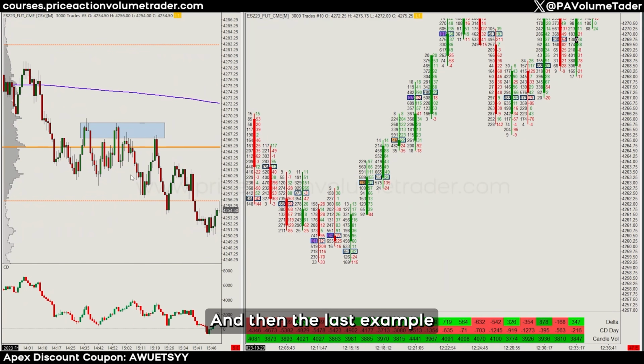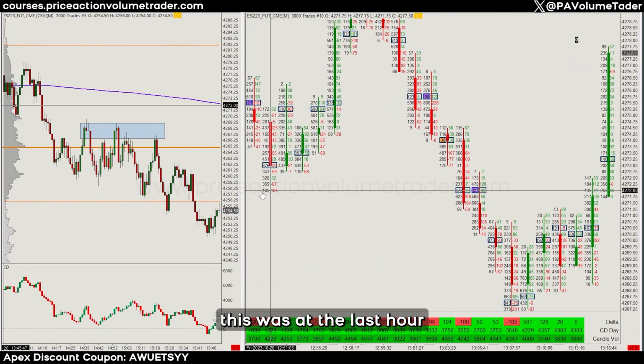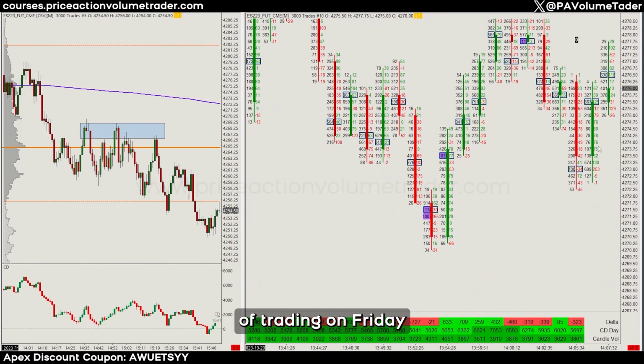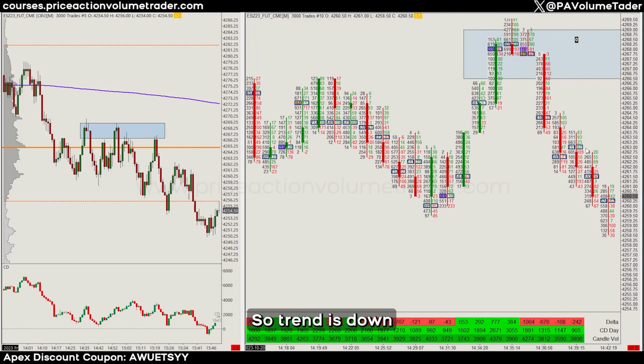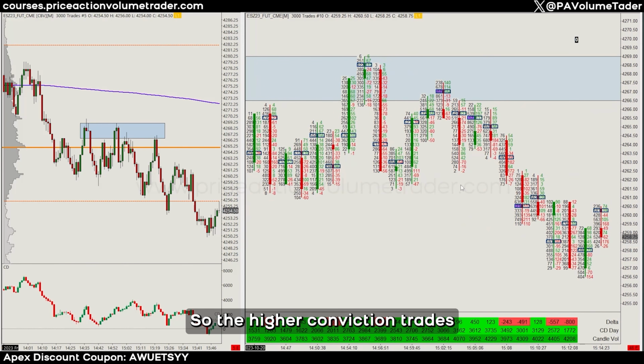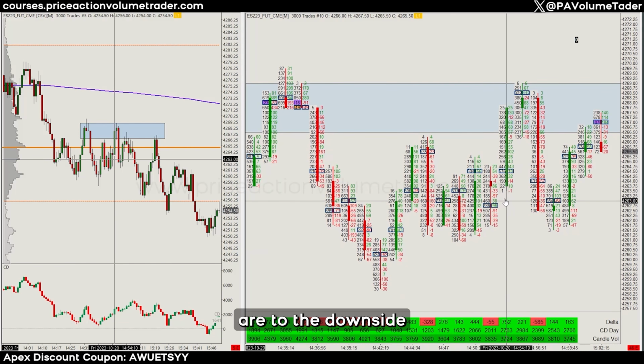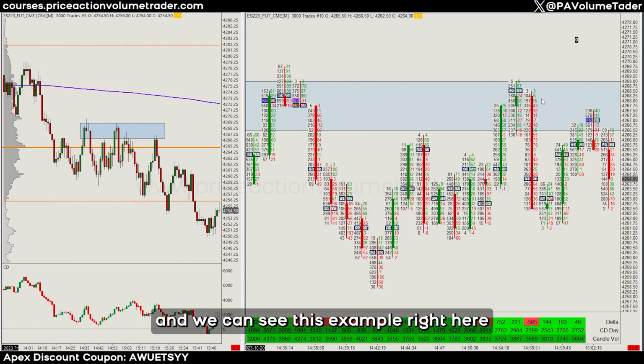And then the last example, this was at the last hour of trading on Friday. We had a very bearish close. So trend is down. So the higher conviction trades are to the downside. And we can see this example right here.